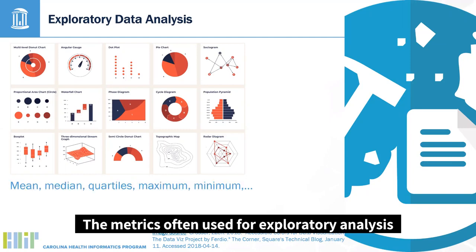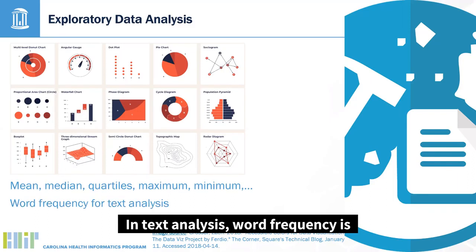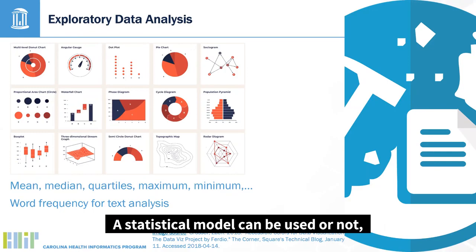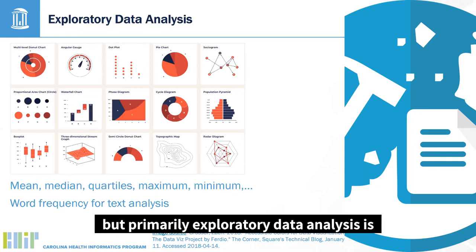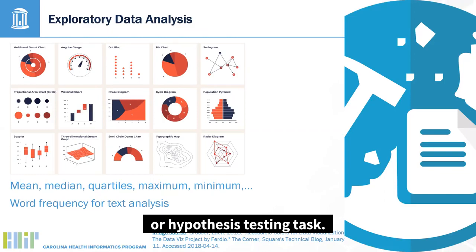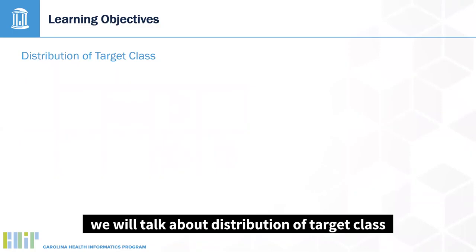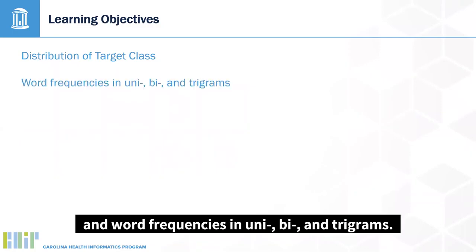The metrics often used for exploratory analysis include mean, median, quartiles, maximum, and minimum values. In text analysis, word frequency is the most important metric for exploratory data analysis. A statistical model can be used or not, but primarily, exploratory data analysis is for seeing what the data can tell us beyond the formal modeling or hypothesis testing task. In this video, we will talk about distribution of target class and word frequencies in unigrams, bigrams, and trigrams.